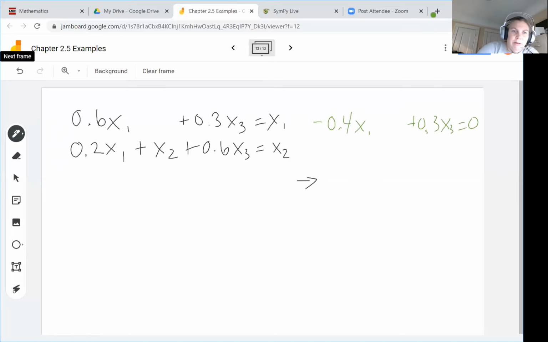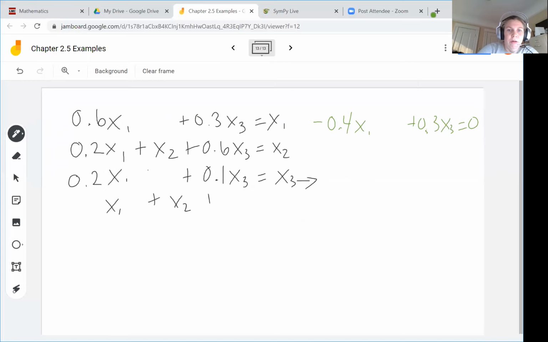And then our second to last row here is going to be 0.2 x1 again. There's no x2s there, and then plus 1 x3 equals x3. And then our last row here is x1 plus x2 plus x3 equals 1. Okay, so before we make the matrix, we'll simplify and get zeros for the top 3 equations.